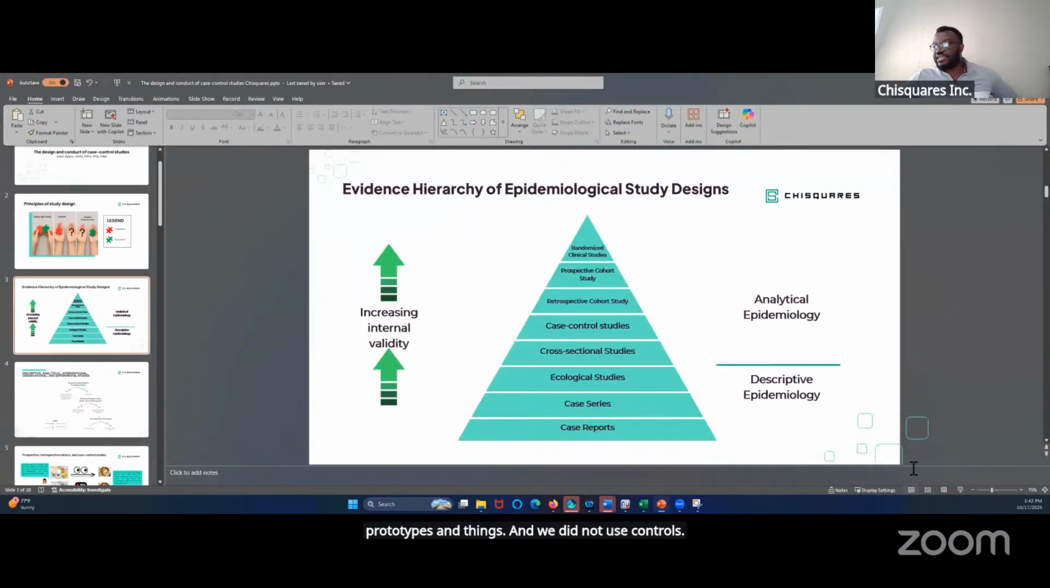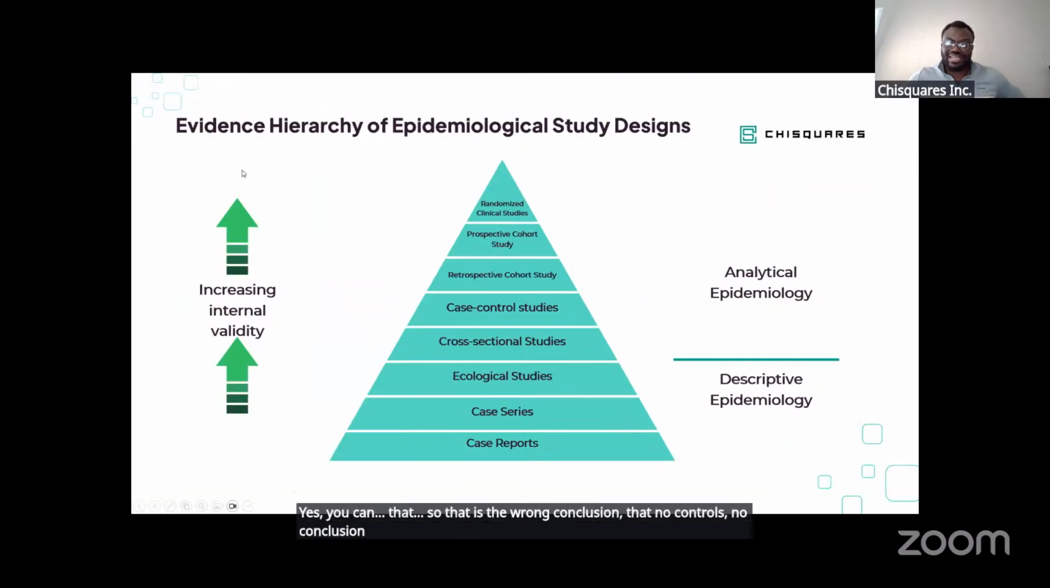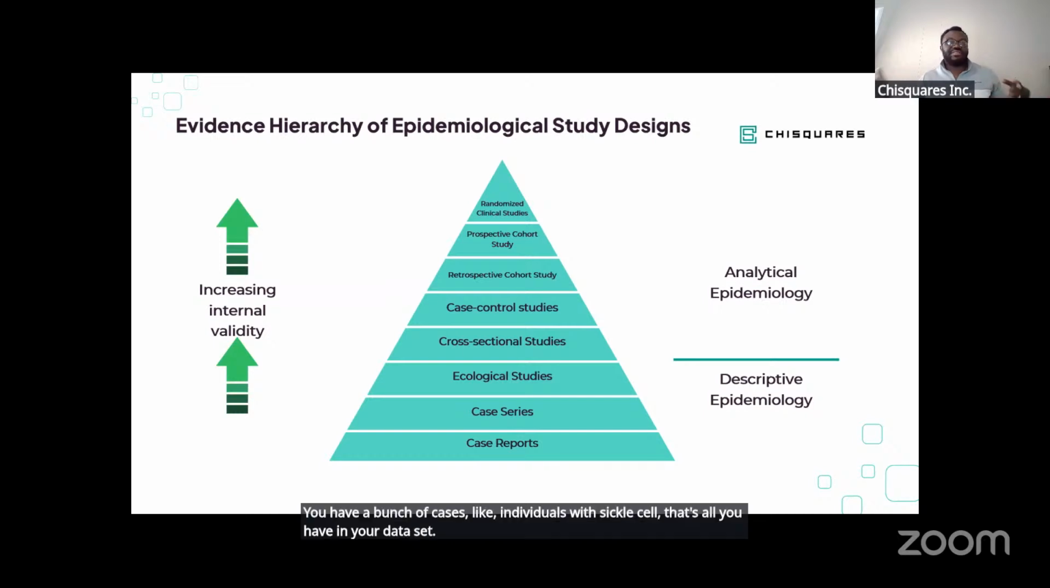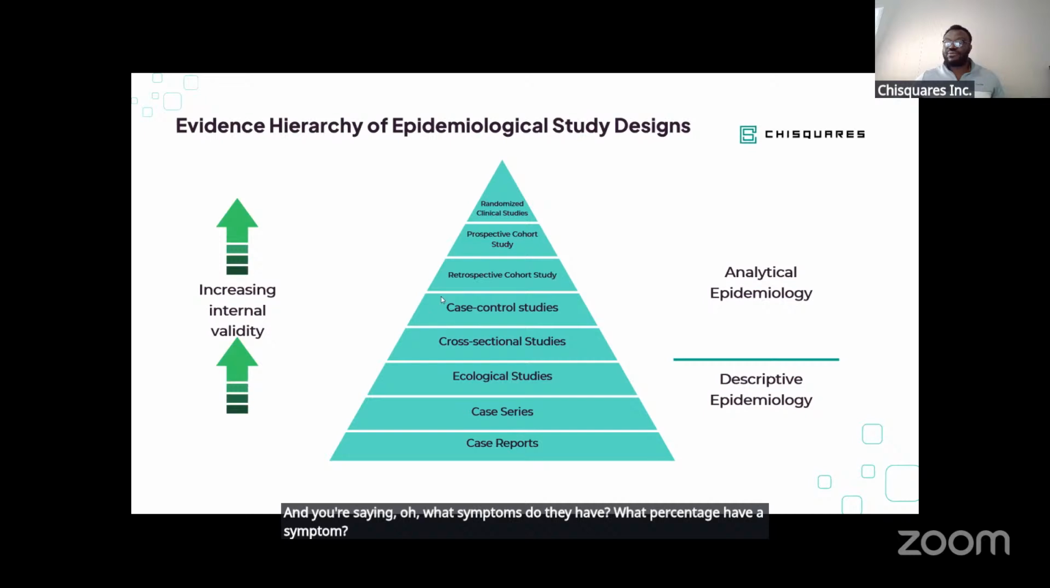Yes, you can. That is the wrong conclusion, that no controls means no conclusion. That's not true epidemiologically. If you have just cases, that's what we call a case series. You have a bunch of cases, like individuals with sickle cell. That's all you have in your data set, and you're asking what symptoms they have and what percentage have each symptom. That's what we call a case series.